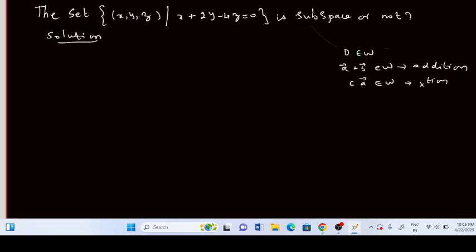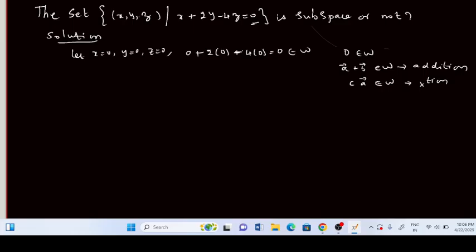So here we consider x equal to 0, y equal to 0, z equal to 0. If we substitute these three values in the given equation, what we get: x is 0 plus 2 times y is 0 plus z minus 4 times z is 0. We get the answer, the right hand side equal to 0, hence this one belongs to W.